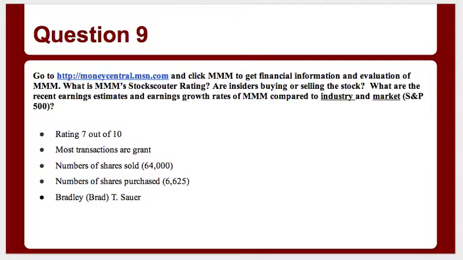Question 9. The stock rating of 3M is 7 out of 10. Currently, most transactions of insiders are grants, neither buying nor selling. In the last 3 months, the number of shares sold is 64,000, which is more than the number of shares purchased, 6,625, and the two sold transactions belong to the same insider.